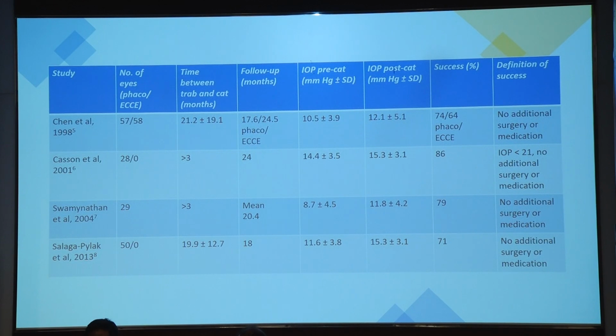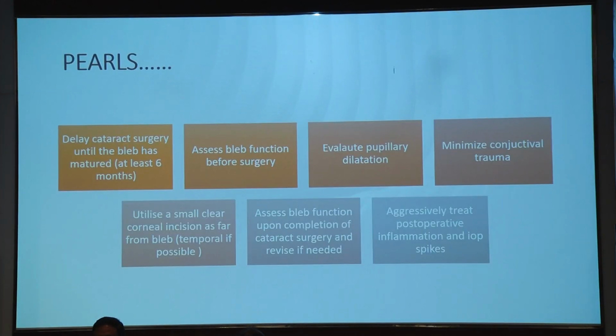Now, I was saying, if you see in this study, in the second column, you can see the time between the trab and cataract surgery, in months. So when the time period is more than 3 months, the success rate is the highest, being 86%. So you should give this time more. The time between the trab and the cataract surgery that you're doing should be more than 3 months.